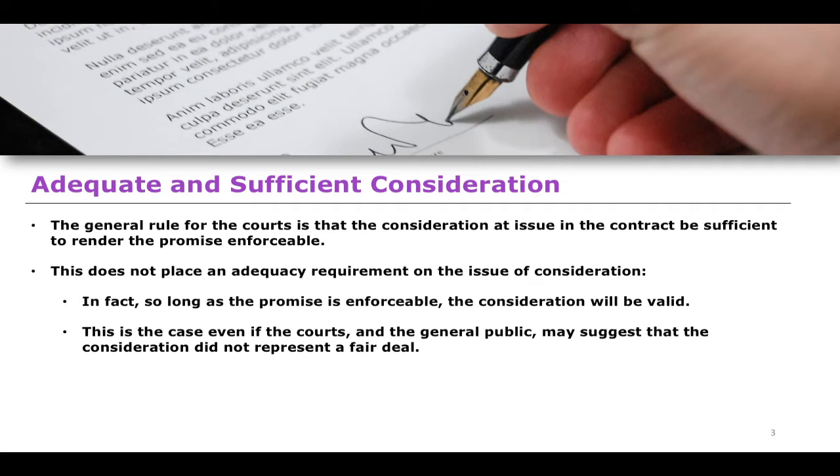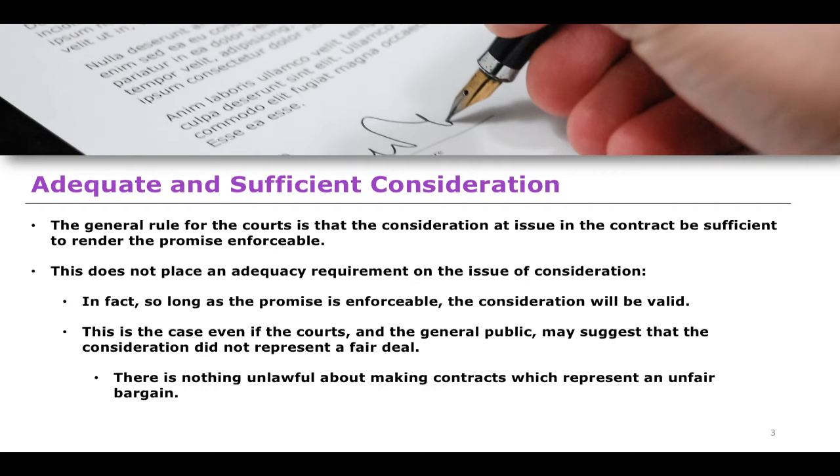But whereas that might represent something of an injustice in terms of being able to establish a fair deal, it doesn't speak to the question of whether or not there was consideration, and whether or not, as a result, the promise is therefore enforceable. There is nothing unlawful about making a contract which represents an unfair bargain. You could theoretically sell a car for a £10 note. That's not necessarily suggesting that the deal is fair, because of course the value of a car is much higher than that of £10, but it still represents something of a consideration.